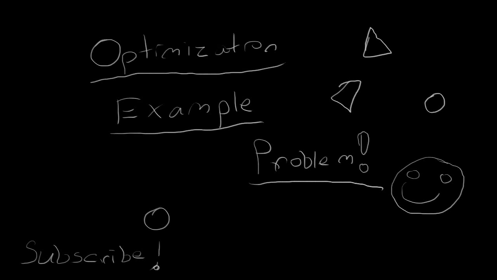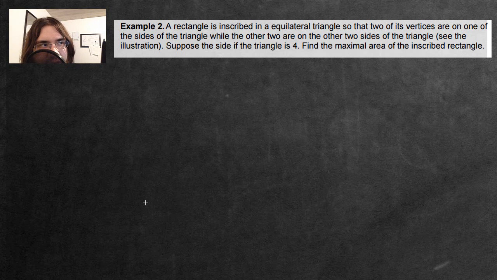Hello there, in this video we're going to be solving an example optimization problem. A rectangle is inscribed in an equilateral triangle so that two of its vertices are on one of the sides of the triangle, while the other two are on the other two sides of the triangle. Suppose the side of the triangle is 4. Now the question asks, find the maximal area of the inscribed rectangle.